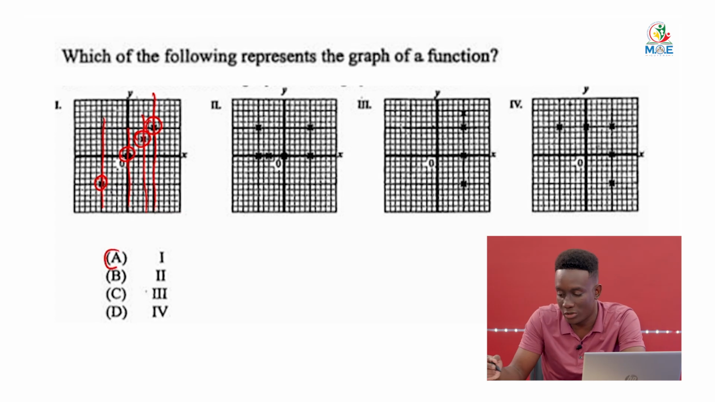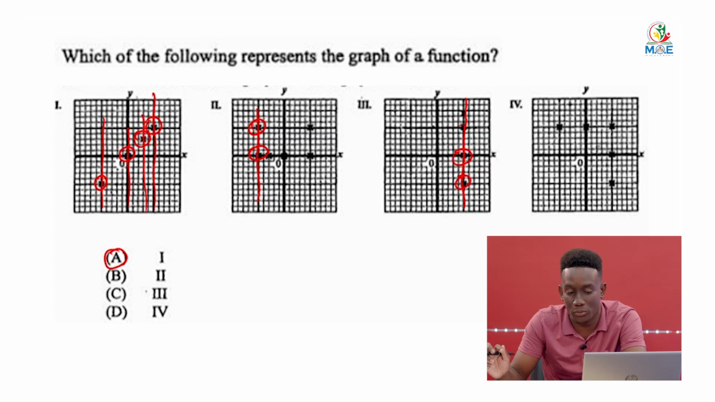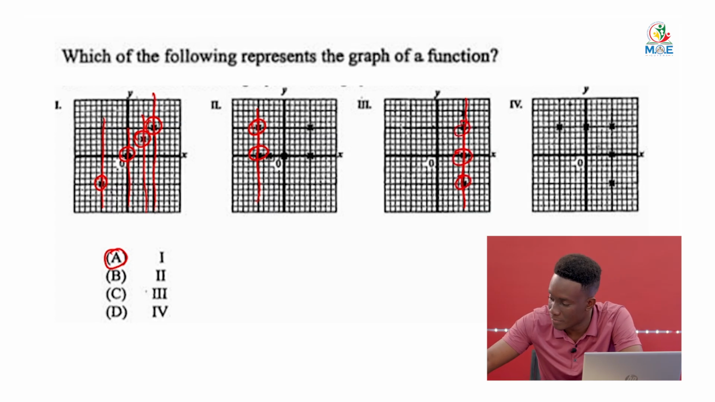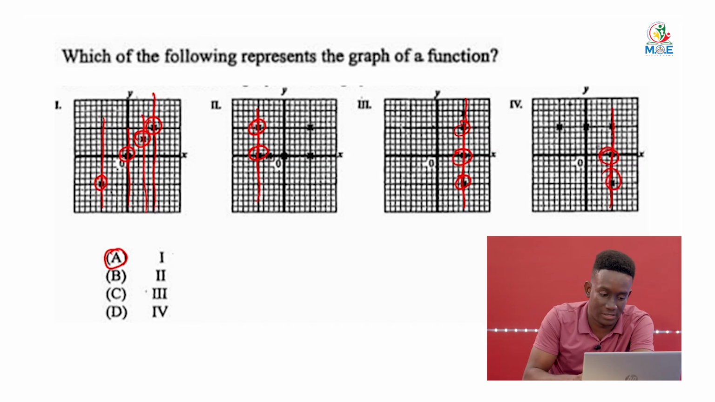If you look at the other graphs, if you draw a vertical line straight up here, it'll pass through here and here. So this fails the vertical line test. The same thing for this one. It fails the vertical line test because it passes through more than one point. And the same thing for here, it fails the vertical line test. So the answer is A.